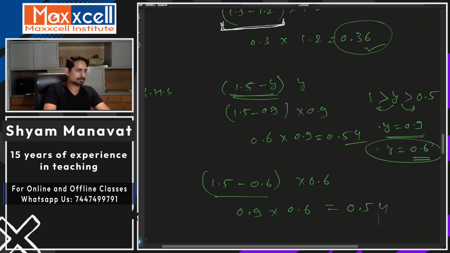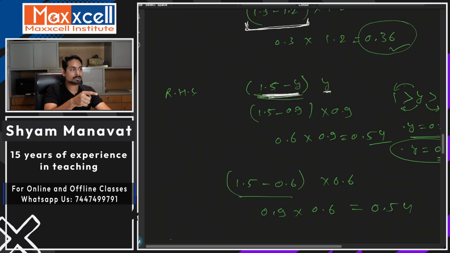Apply a little logic and think. Even if I take Y equal to 1, the first part is going to be 0.5 and Y equal to 1, so 0.5 into 1 is 0.5. And even if I take Y equal to 0.5, the first term is going to be 1.5 minus 0.5, which is 1. So again 1 into 0.5 is 0.5. So in all these cases, you will never find a value less than 0.5.